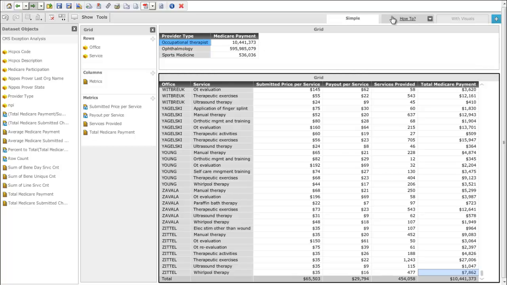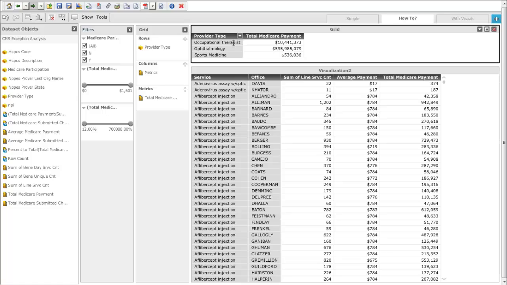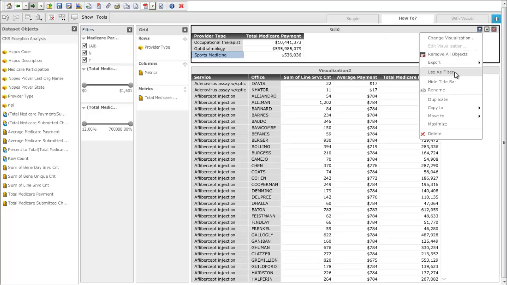Easy. I create one grid with spend and type of doctor, another grid with office and the other metrics, and I set one to act as the filter on the other based on the type of doctor chosen.